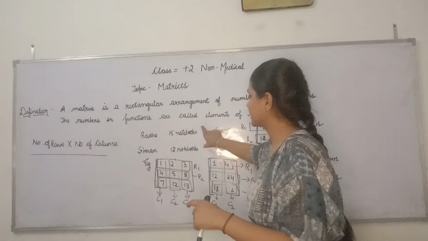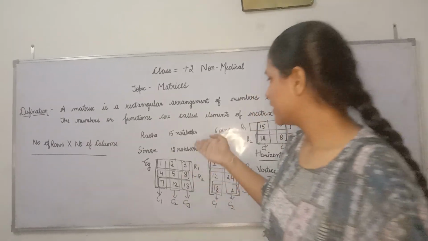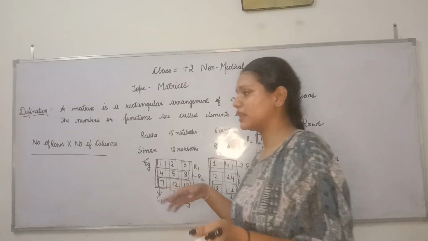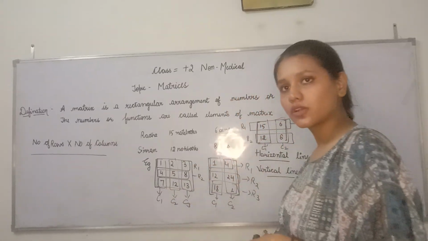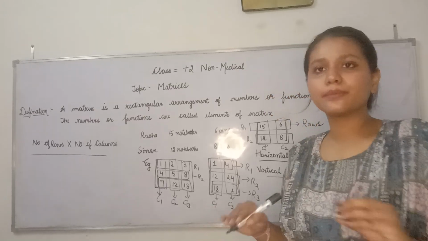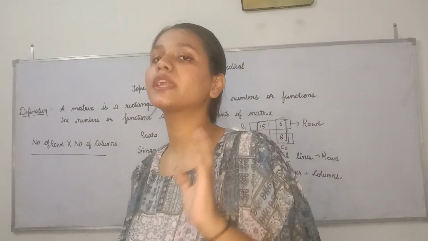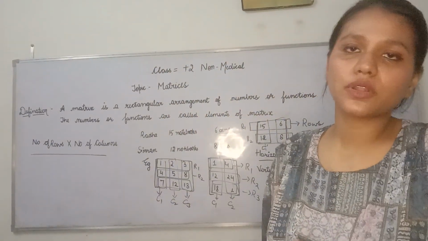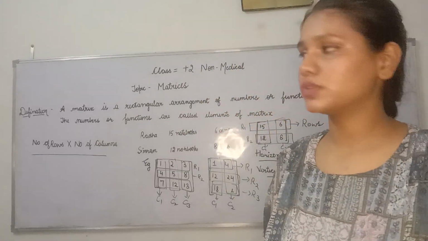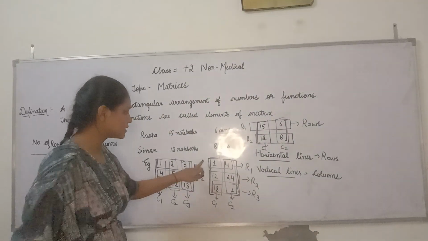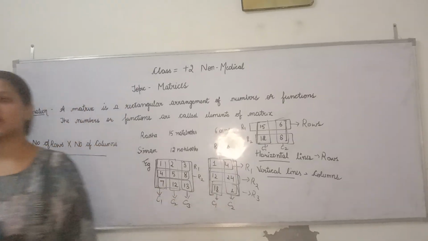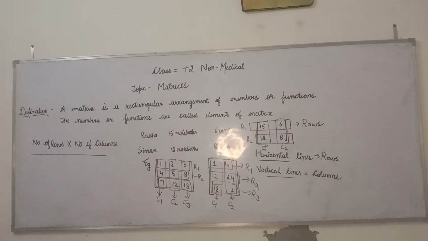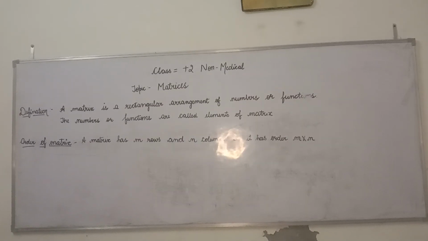Like when we gather information, the same thing should be written in the same line, and another thing should be written in another line, in rows and columns.